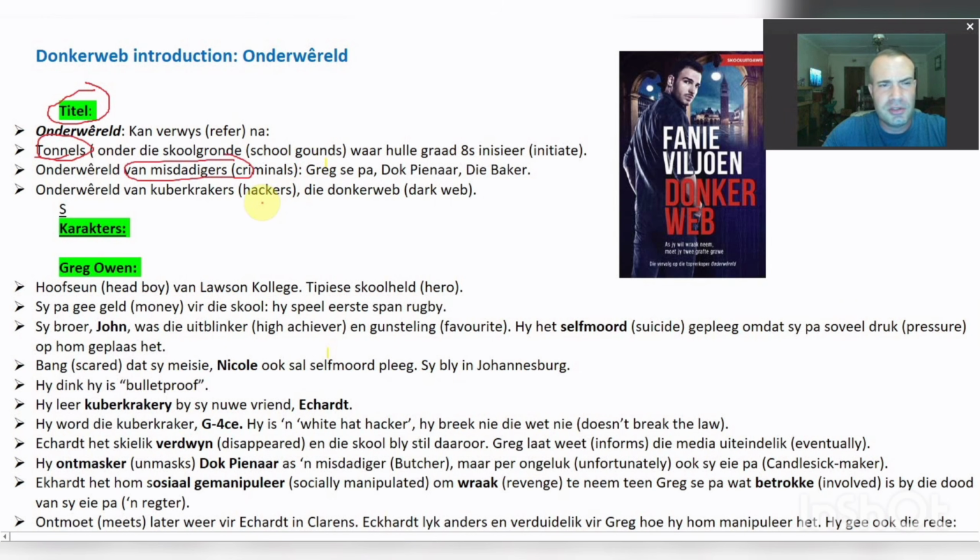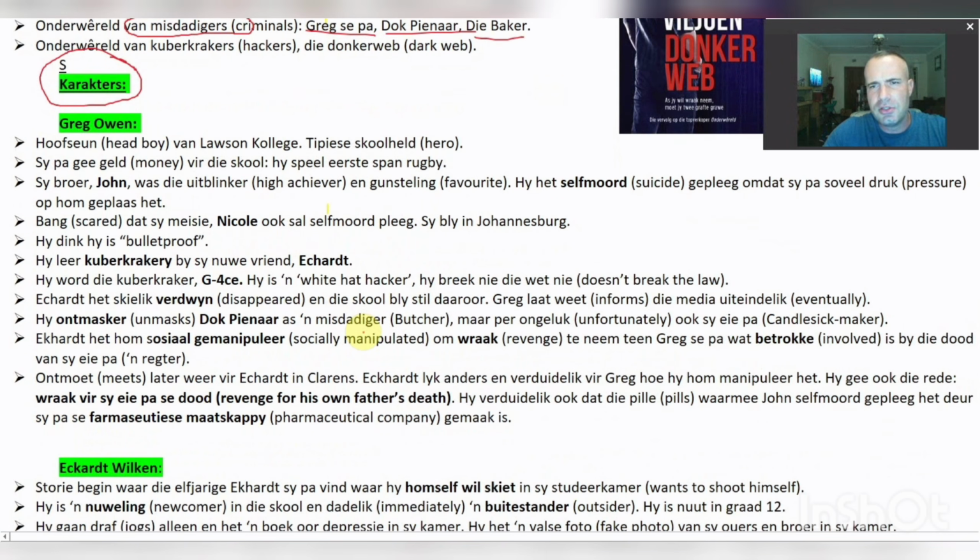Okay, lots of criminals in these books. Greg's dad is a criminal. Doc Pino, the principal, is a criminal. The baker is a criminal. Eckhart is sort of borderline. Okay, so they're full of criminals. Characters. Let's look at the characters. This is where we grind into the story. Bear with me. It's a lot of information and can get confusing. Okay, Greg Owen. Let's take it step by step.